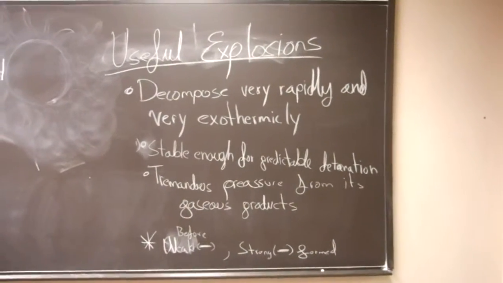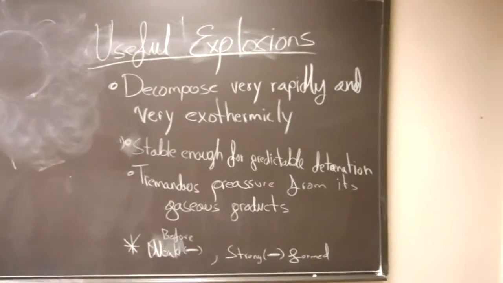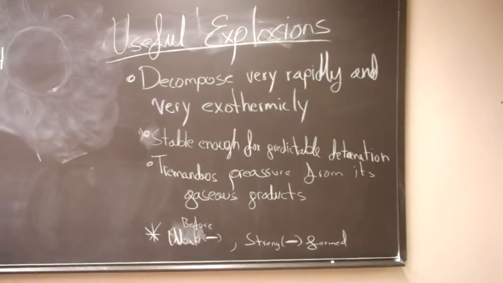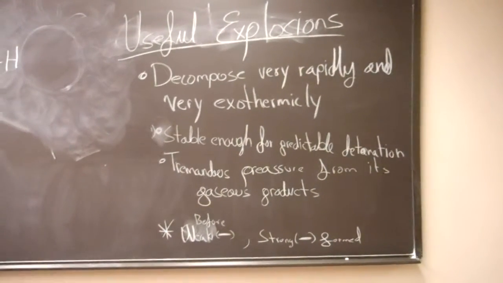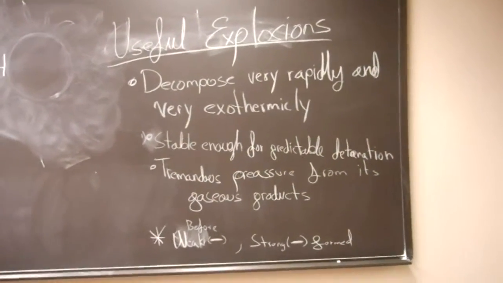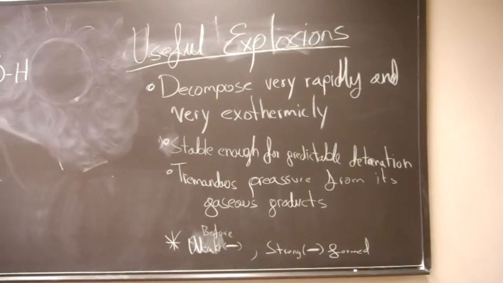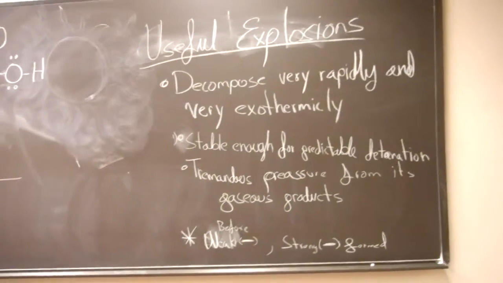So let's take a look at explosions. First of all, to make explosions useful, they have to be stable enough for predictable detonation. They create tremendous pressure from their gaseous products, and they have to decompose very rapidly and very exothermically. For more exothermic reactions, the bonds within the compound need to be very weak before decomposition, and after decomposition, they need to form very strong bonds.